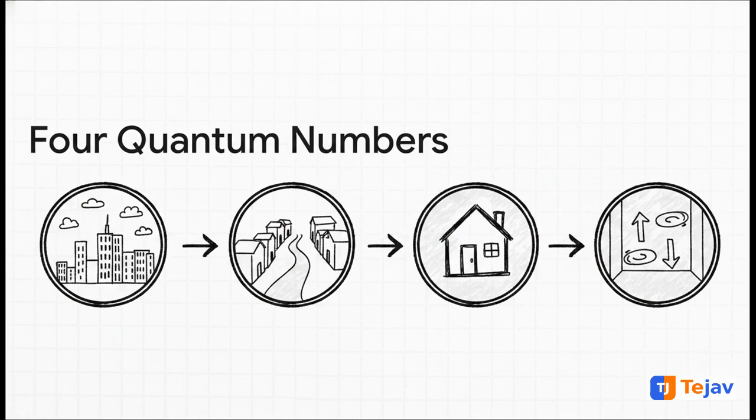It tells you the main energy level. The azimuthal number, L, is the street. It's the shape of the orbital, like S, P, D, or F. The magnetic number is the exact house, telling us how the orbital is oriented in space. And finally, the spin number is the specific person inside the house, spinning either +1/2 or -1/2. Pauli's rule from earlier basically just means no 2 electrons can ever have this exact same 4-part address.